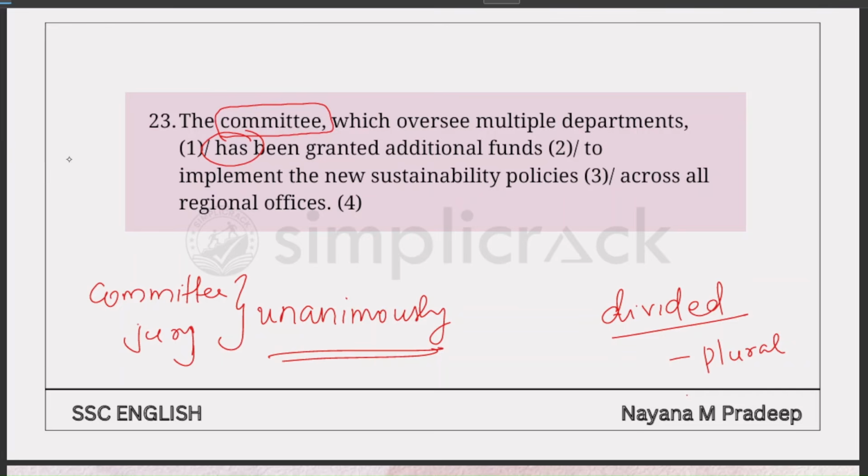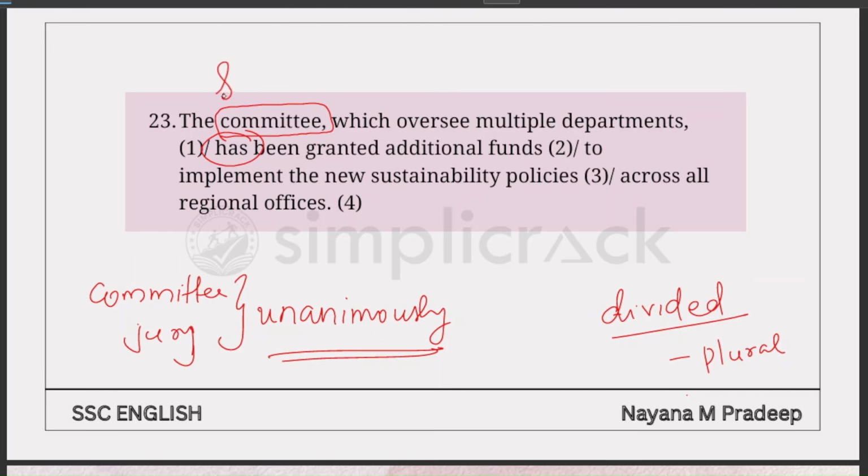That is one way of knowing that. Or else you can simply identify from the sentence that there is no mentioning of granting funds separately, right? It is mentioned that a committee has been granted additional funds. It is not said that only a few branches of the committee or only a few members of the committee are granted funds. They have collectively mentioned that the committee has been granted additional funds. So that also indicates that the committee functions as a singular collective unit in this sentence.